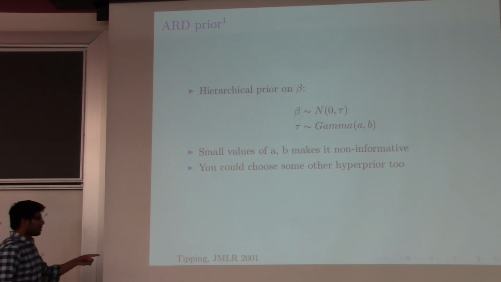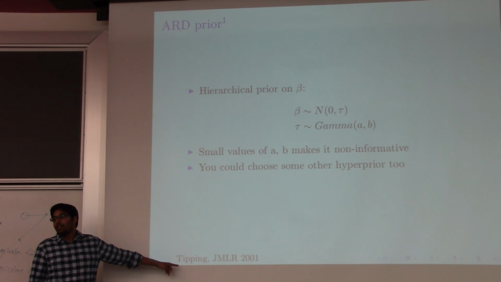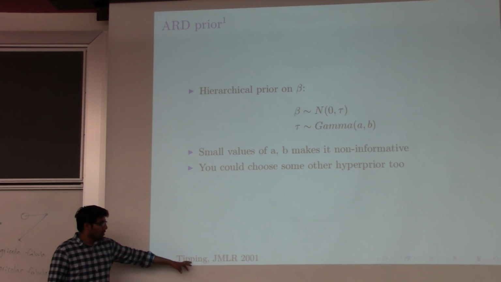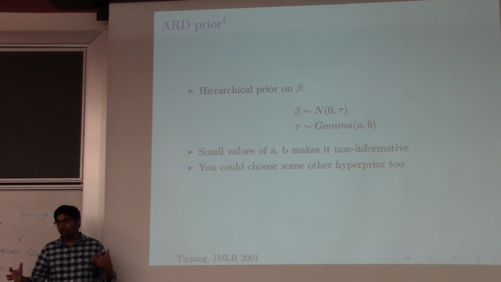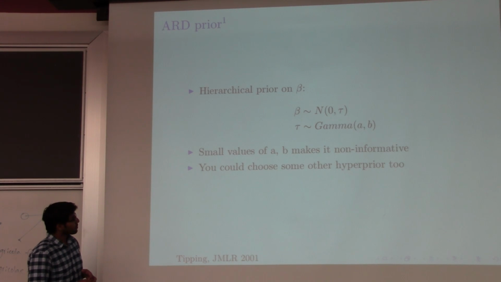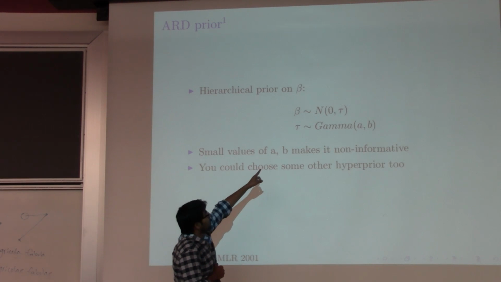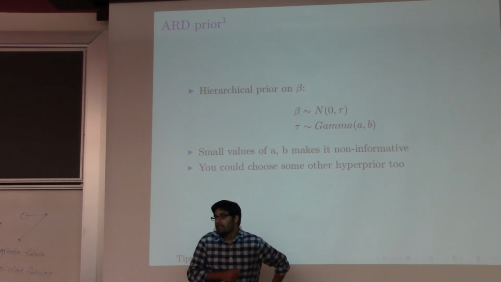Now, maybe if you guys are interested, you should look at Tipping. Even Figueiredo's paper is motivated a lot from Tipping's paper. It's a much longer paper, but it's a good paper to look at. He also explains the concept of ARD quite nicely. But then he chooses the hyperprior on tau as a gamma distribution.